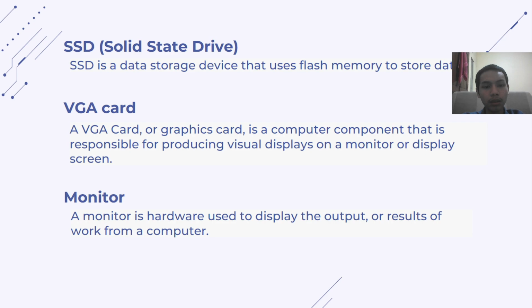The next, monitor. A monitor is hardware used to display the output or result of work from a computer. A monitor usually consists of a screen, casing, and legs. The monitor screen is the part that displays images and text from the computer.